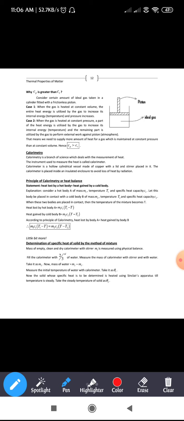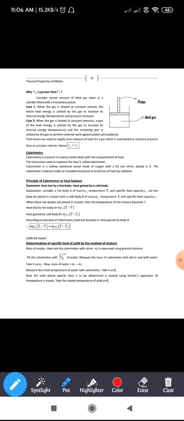When we are dealing with constant pressure, okay, at that time what happens? As you keep on increasing the heat, some of the heat you are supplying results in an increase in internal energy, that is, the temperature of the gas, and some of the heat will be used to lift the piston in the upward direction. Okay, so hence more heat has to be supplied for a gas maintained at constant pressure than at constant volume. Okay, so hence we say that Cp is greater than Cv.